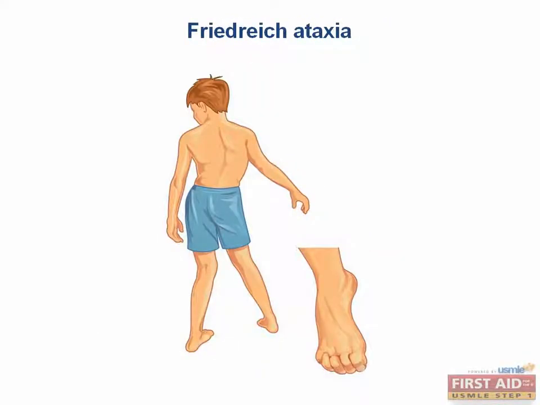Here we have a depiction of a child with Friedreich ataxia. There are a few things that you might notice. You can see kyphoscoliosis here. You might also notice hammer toe. Now, neither of these things are specific to Friedreich ataxia, but combined in a child in the right clinical context, Friedreich ataxia should be on your differential. It is caused by a trinucleotide repeat GAA in the gene encoding frataxin.